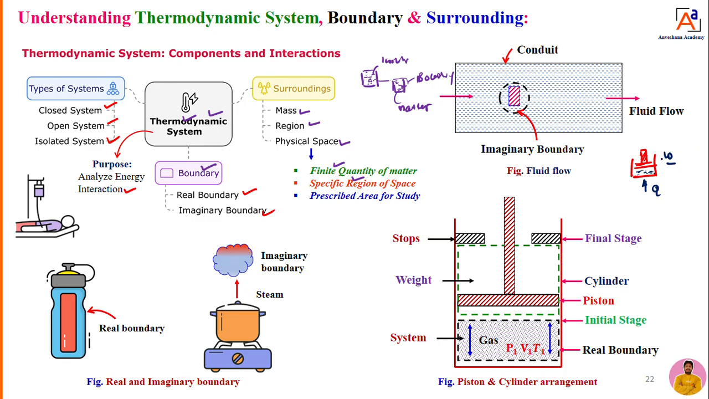And there will be a change in the state of the system and other physical properties of the substance. Okay, so to analyze the heat interaction with the system, the thermodynamic system plays a very important role. If there is no thermodynamic system, it's very difficult for us to analyze the energy interaction. That is known as the thermodynamic system.